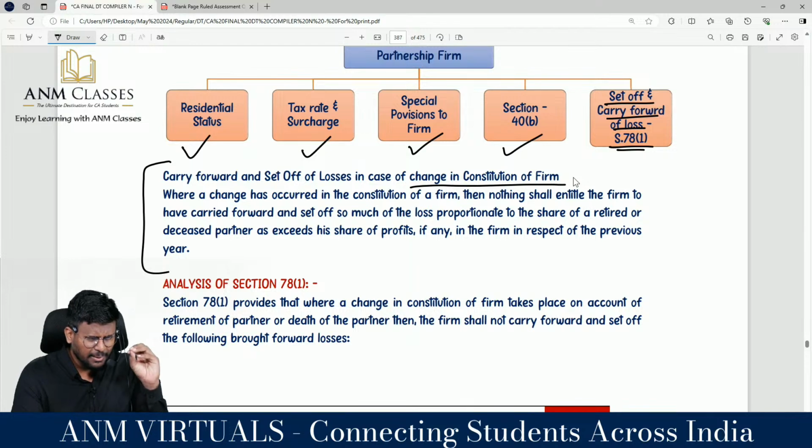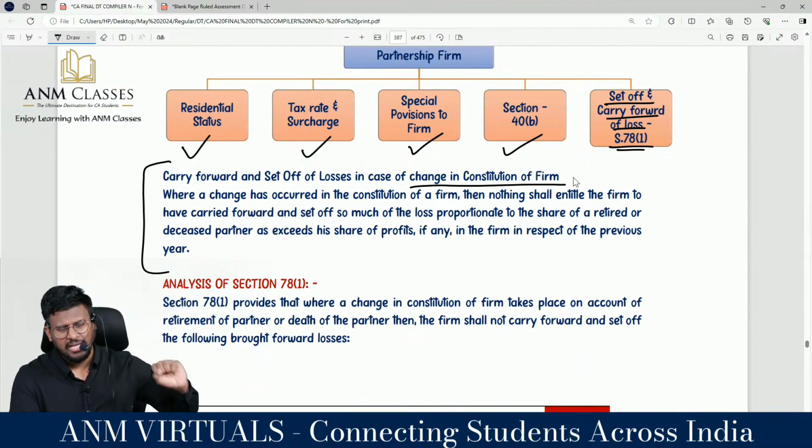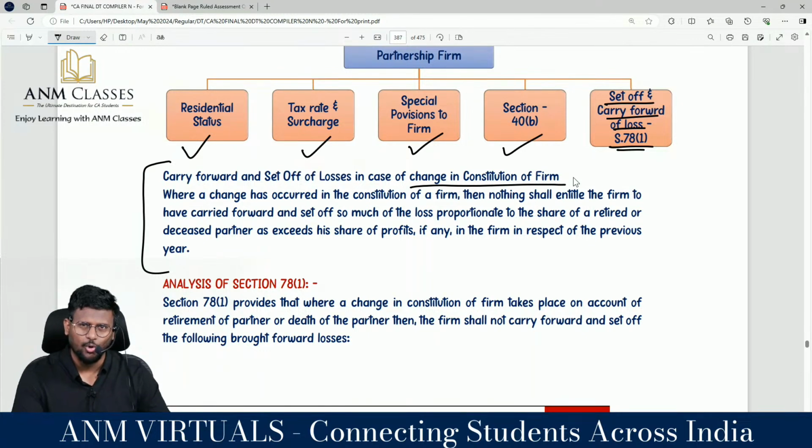Sir, in the Income Tax Act we have a rule. The person who has incurred the loss should only carry forward and set off the loss. Whoever has incurred the loss, only they should carry forward and only they should set off.